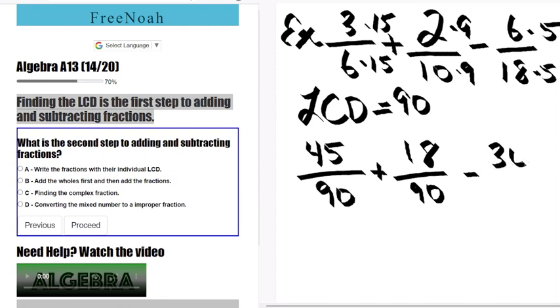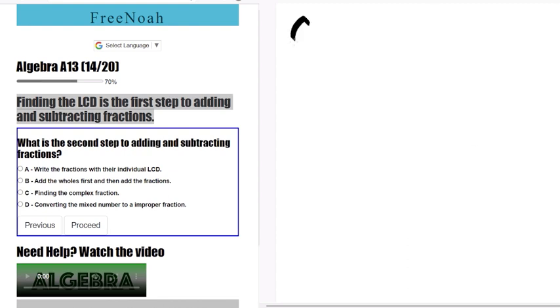10 times 9 is 90. And then 6 times 5 is 30. And for our third and final fraction, we'll get 30 over 90 because 18 times 5 gives us a denominator of 90. Now we have a common denominator, and that's what finding the LCD is for. And then it's simple addition and subtraction from that point.